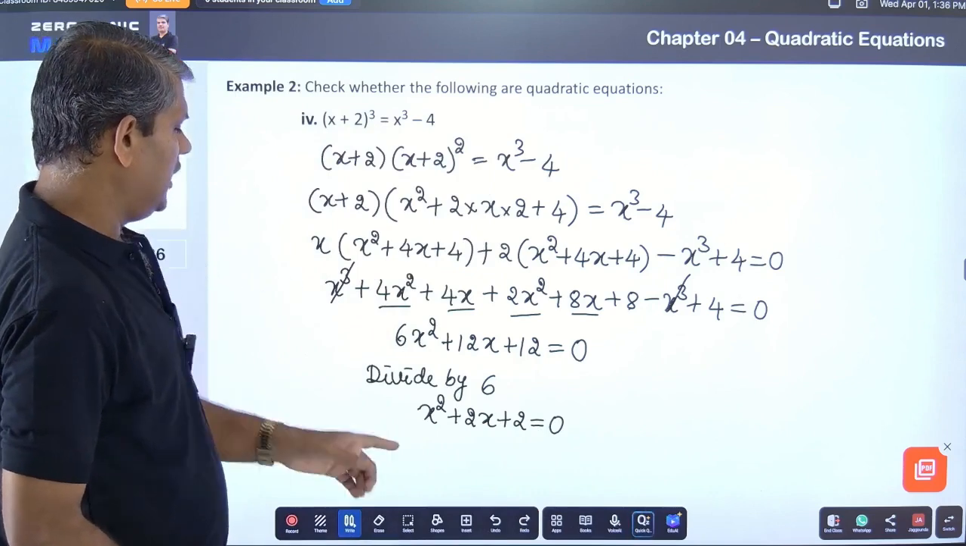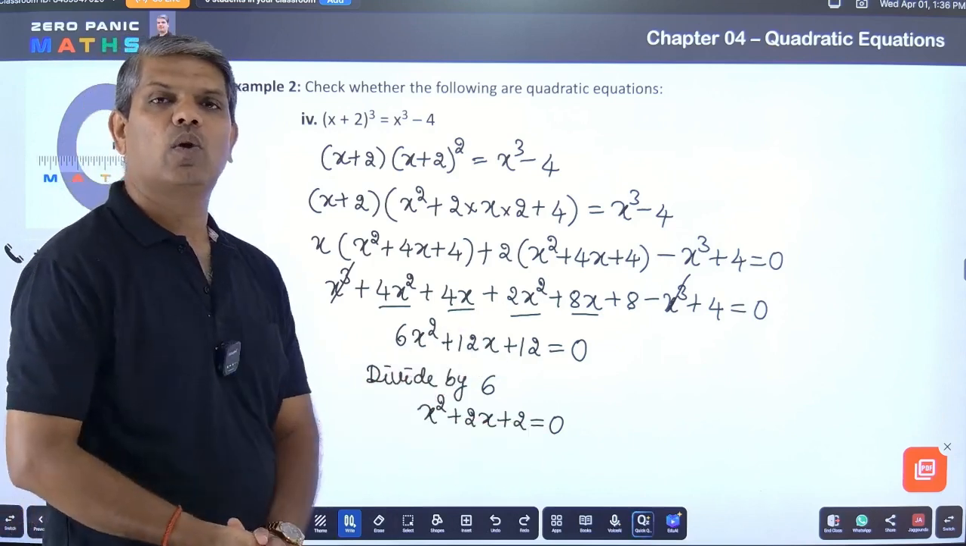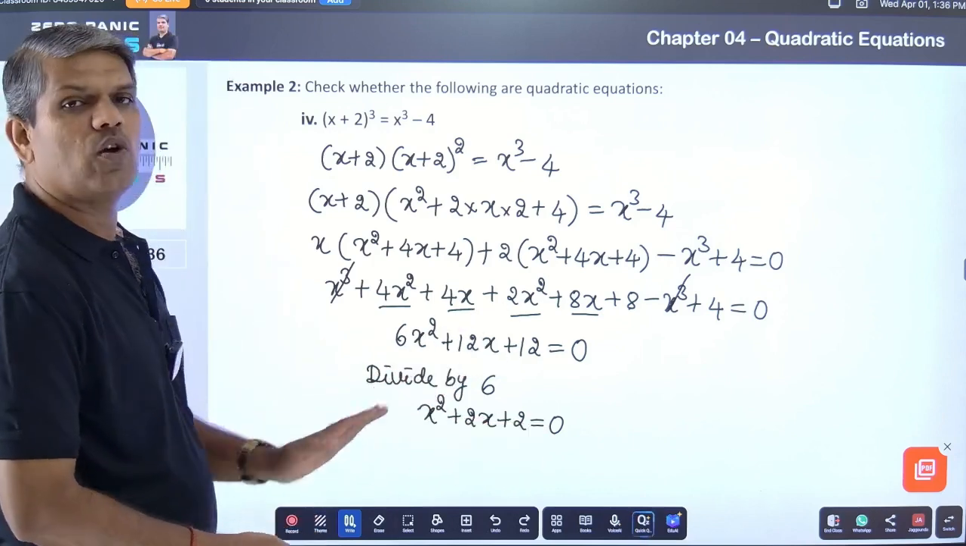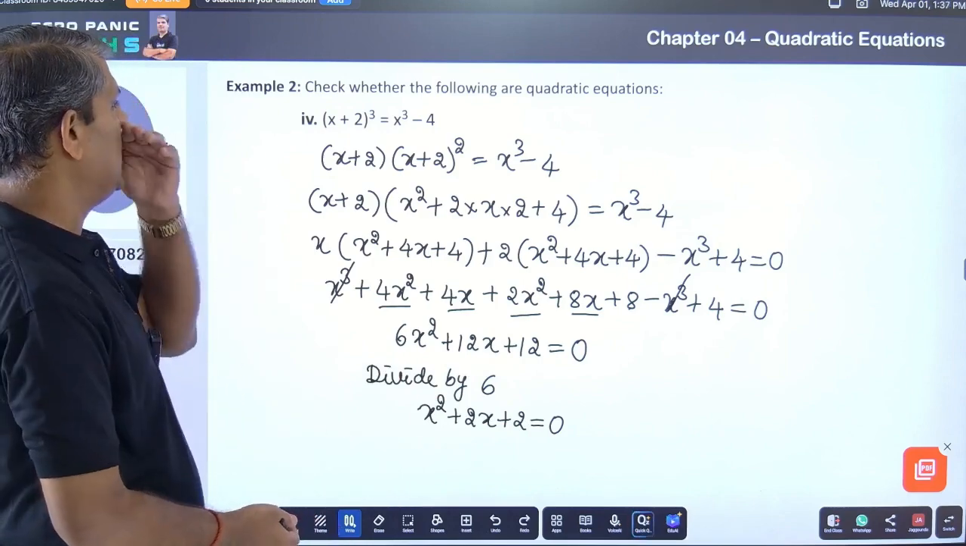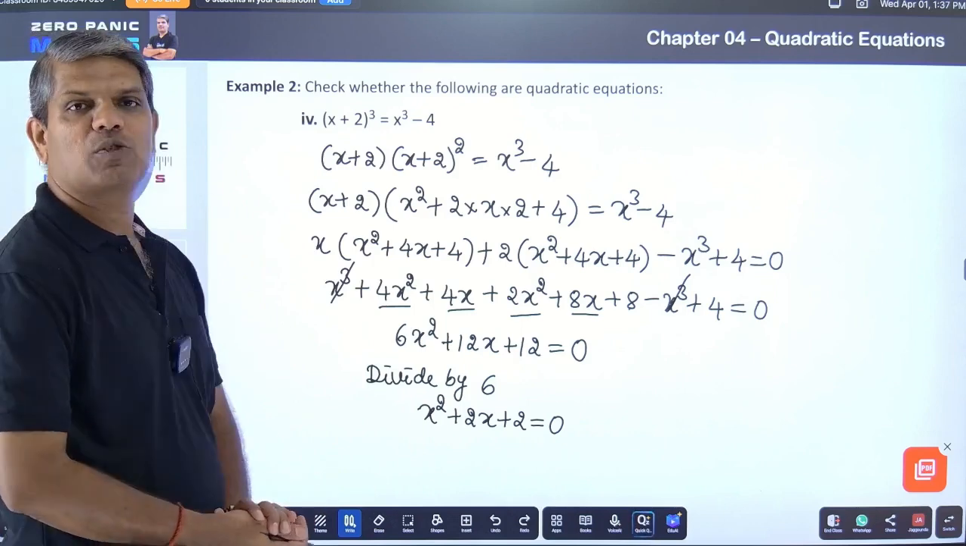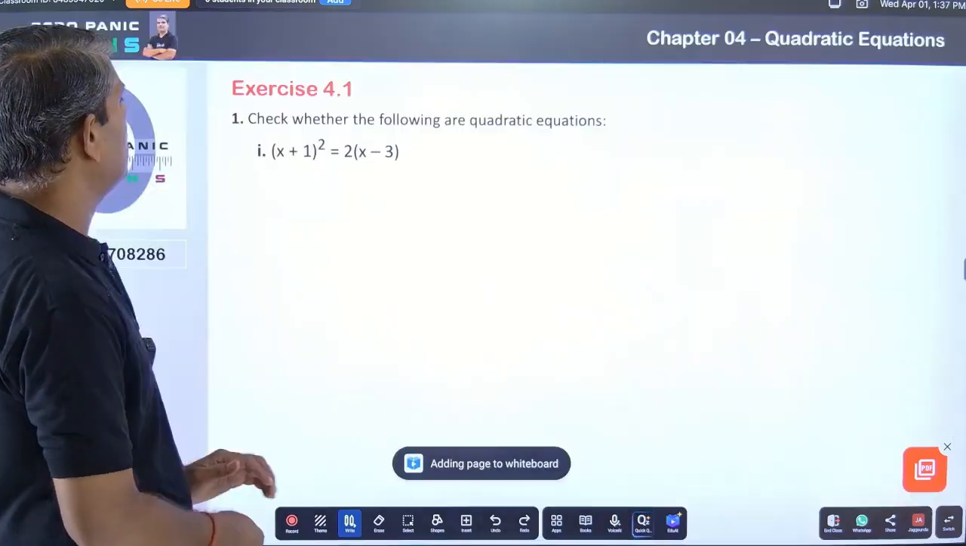So it is of the form ax square plus bx plus c is equal to 0. So this is a quadratic equation. You can write that this is a quadratic equation since it is of the form ax square plus bx plus c.